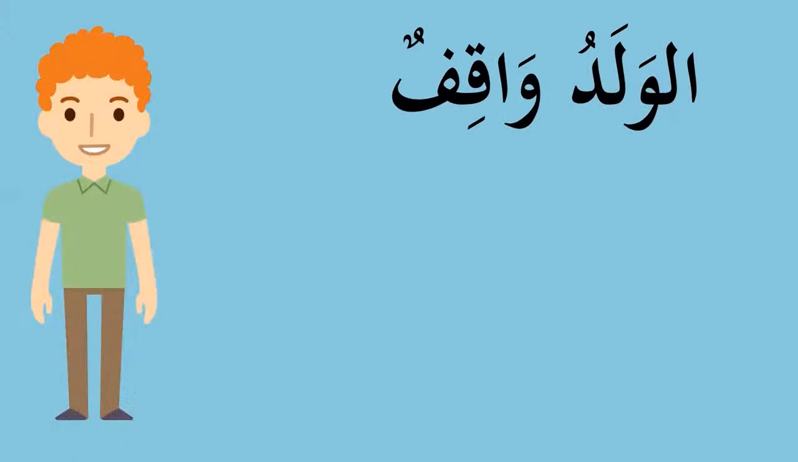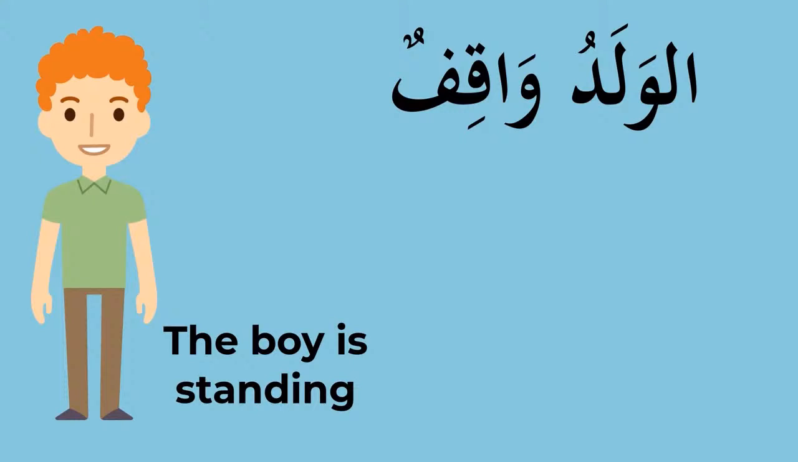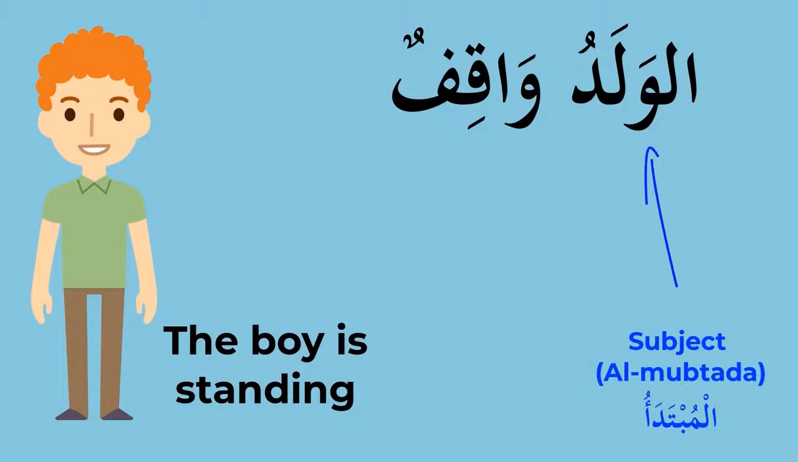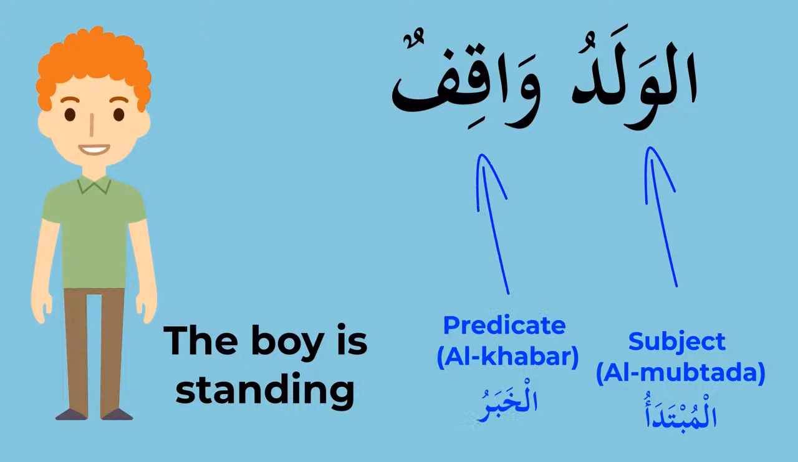Brother, al-waladu, the boy. What can it be? It started the sentence. It's marfu. It started the sentence, so it has to be. It's mubtada. The sentence begins with a noun, so it is a nominal sentence. Jumla ismiya. The boy, that is our mubtada. Where is the khabar? Waqifun. Standing. Are you with me?